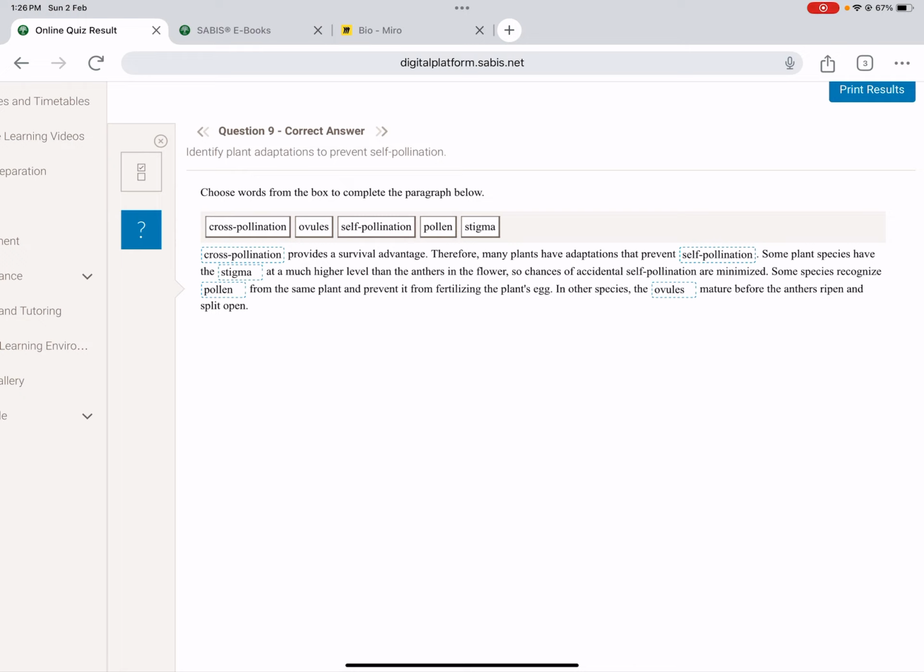So here they're just teaching us why cross-pollination provides a survival advantage. Why does it provide a survival advantage? Because we are having a variety. We're cross-pollinating different plants, so we're going to have genetic variation, which is important for survival. Okay, and these are just ways how plants prevent self-pollination.